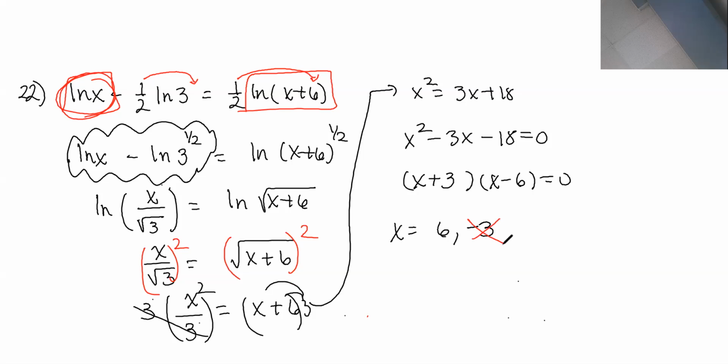It works when I did the work, but it would not work if I plug it in, because you cannot take the log or ln of a negative number. So x equals 6 is the only solution. Now, we don't cross it out because it is negative, because sometimes the negative numbers work. Sometimes the positive numbers don't work. It just depends on the problem.